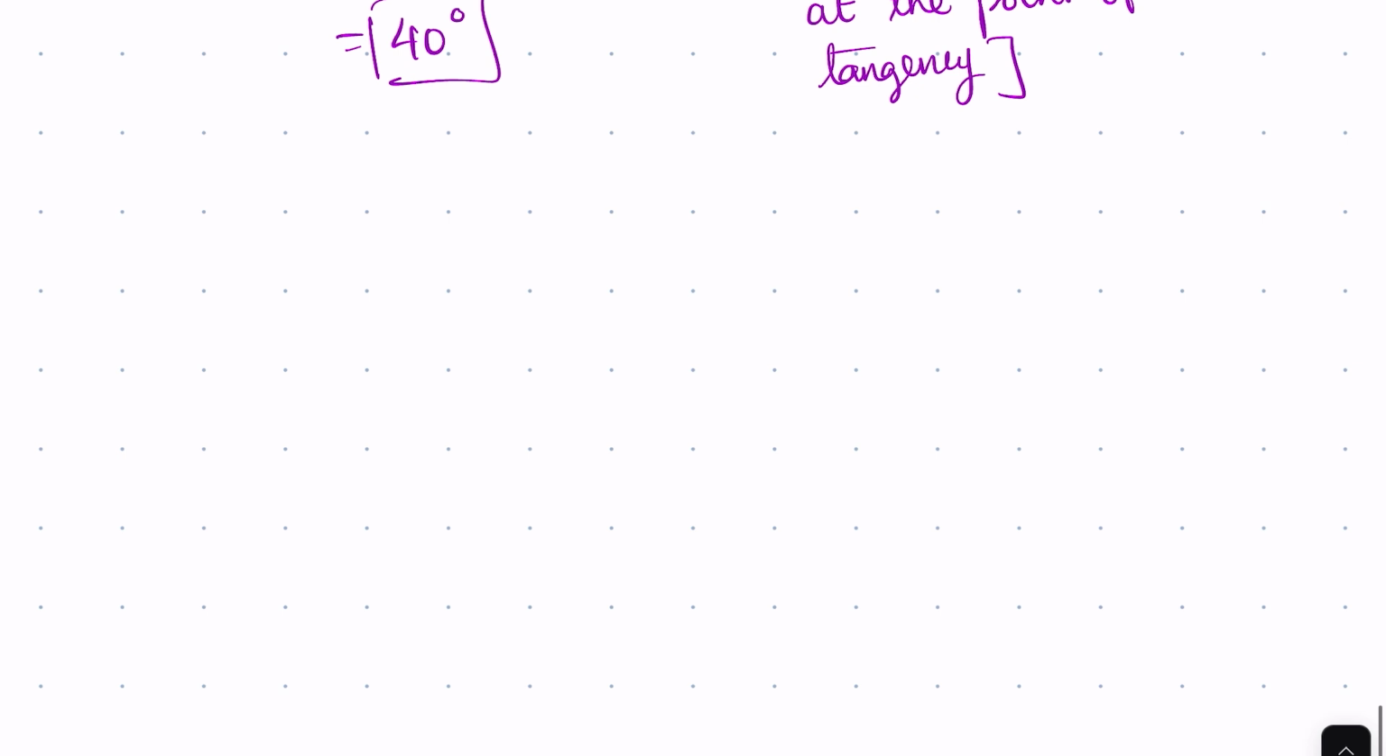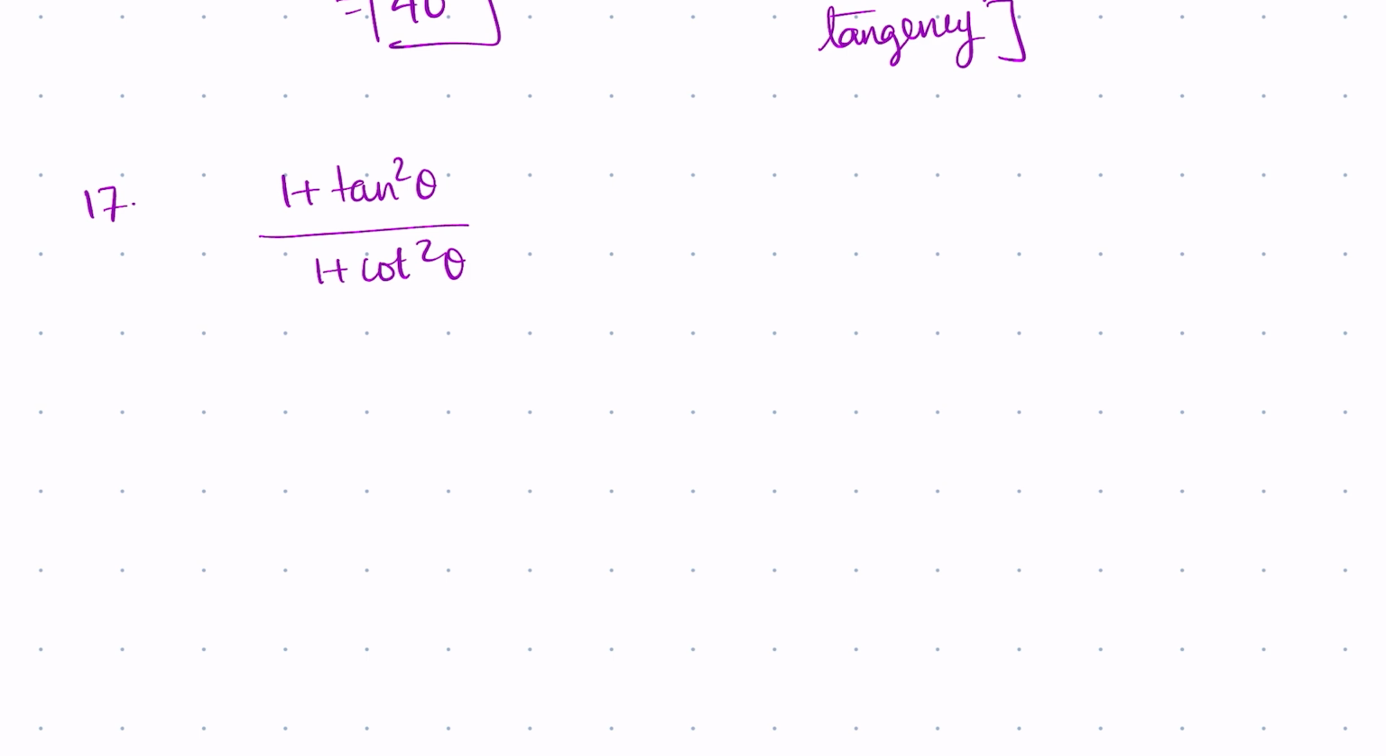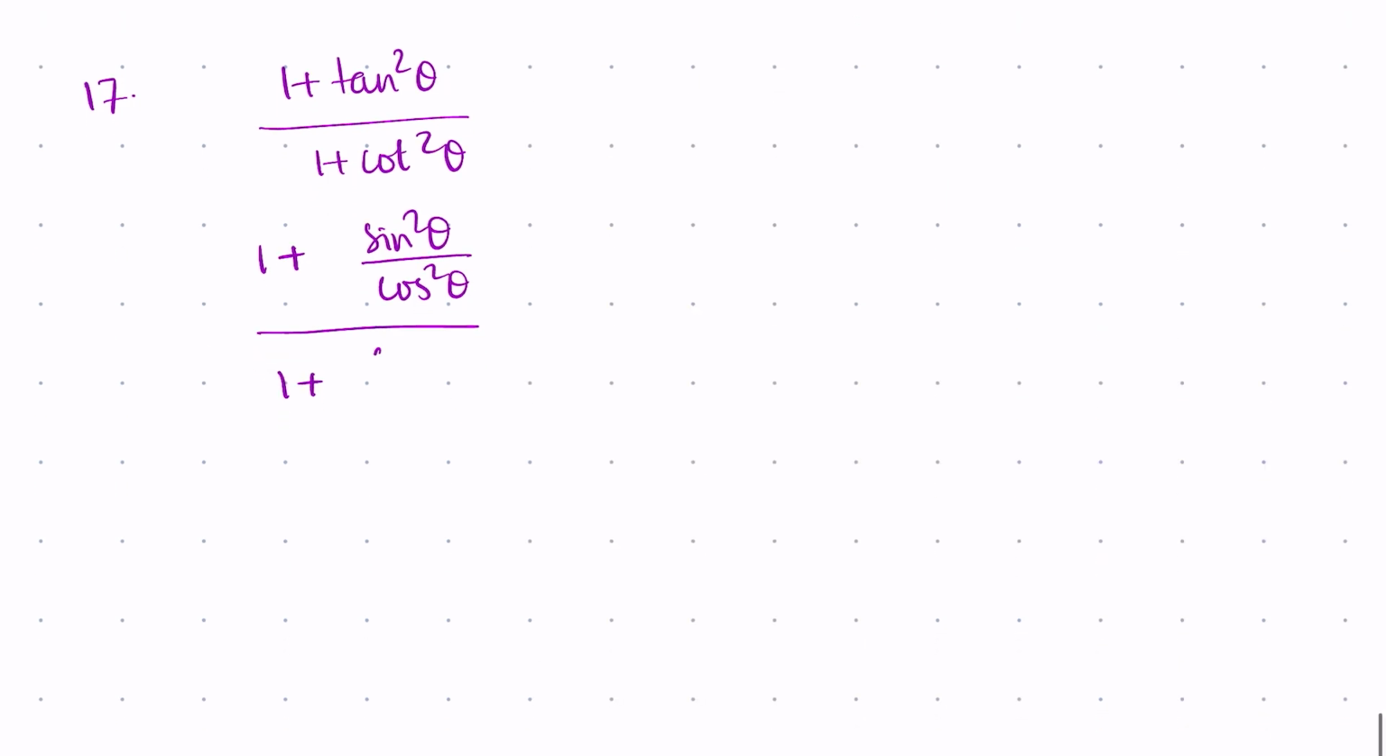Cool. Let's solve question number 17 now. Question number 17 says simplify (1 plus tan squared theta) divided by (1 plus cot squared theta). You can use the identity to simplify this, honestly, but okay, let's just go back to basics and try to solve this. Tan squared theta is nothing but sine squared theta by cos squared theta, and cot squared theta is the reciprocal of tan squared theta, so this is cos squared theta by sine squared theta.